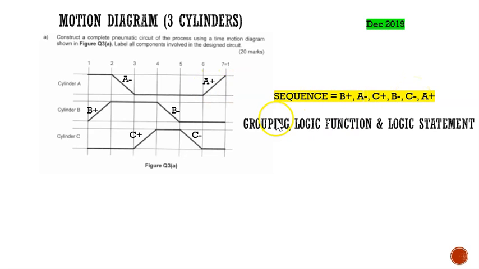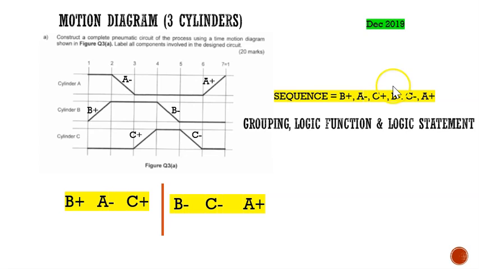Next, we're going to do the grouping, logic function, and logic statement. For the grouping, make sure there is no same alphabet in a group. We can divide B, A, C in one group, and the other one, B, C, A, in another group. Make sure you draw another line here. We name the first E1, the second E2, and then name the groups: this one is G1, this is G2.